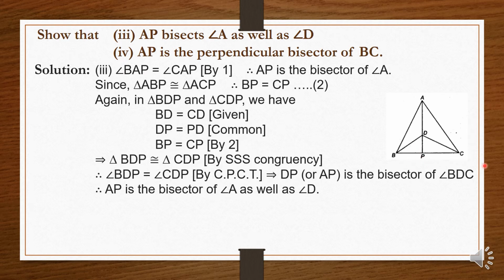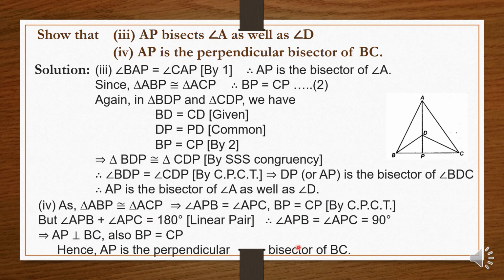Since BC is a straight line, we can say that these two are a linear pair of angles. Since these two are a linear pair of angles, the sum of these two angles will be 180. So, by congruency we can say that angle APB is equal to angle APC because triangle APB is congruent to triangle APC. Therefore, these two angles are also equal. So, these are equal and BP is equal to CP. We are getting this from this triangle.